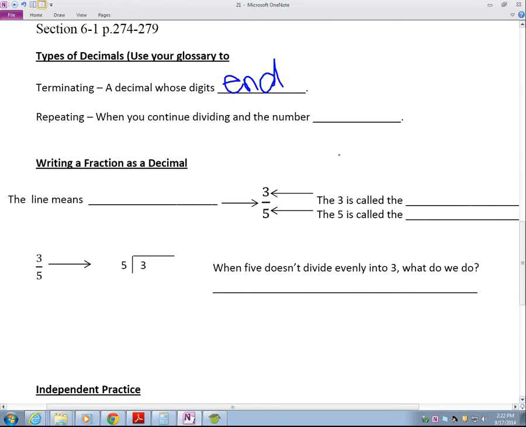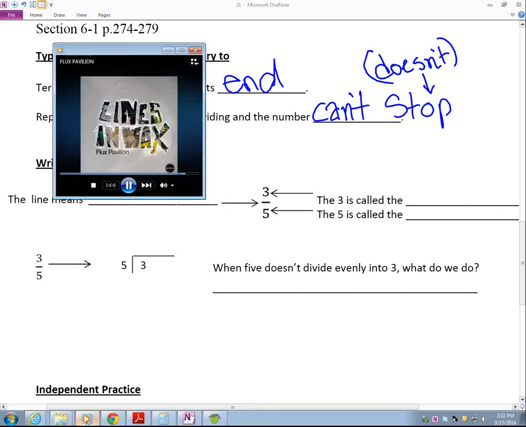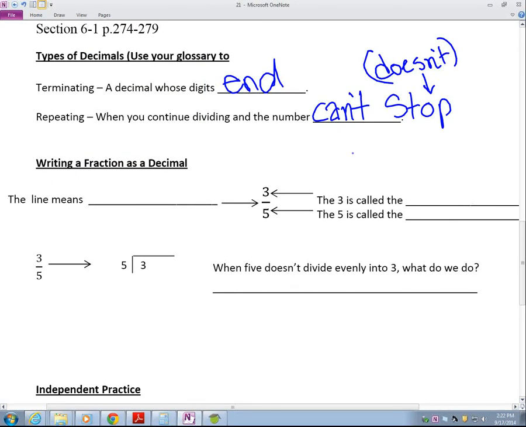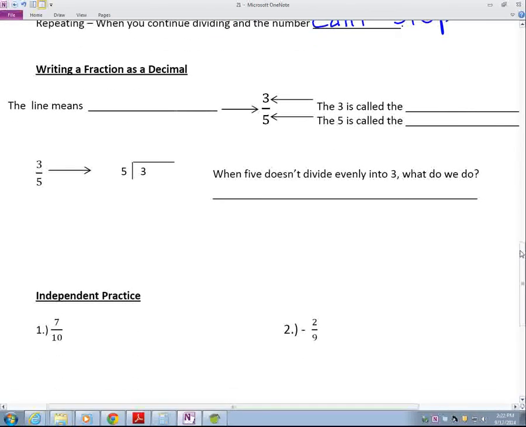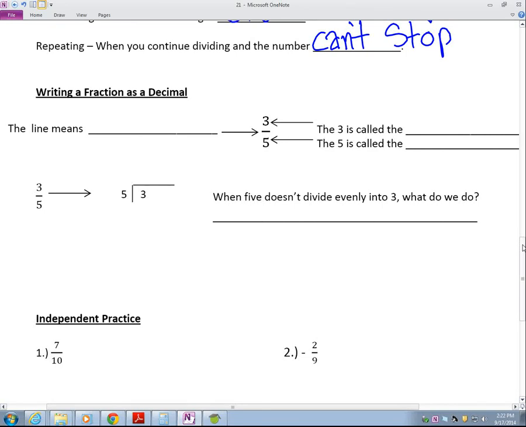can't stop, like Flux Pavilion. When you continue dividing and the number can't stop, and that song says "can't stop" a lot, and I have two versions of that. Miley Cyrus has a remix of that song? Oh, okay. I think I've heard that song. Okay, continuing on. Come at me later. All right. I was hoping that I could play that song without it being too crazy.